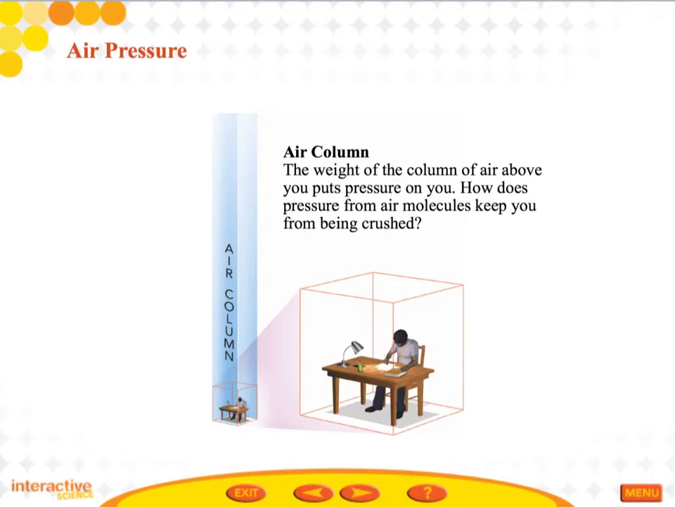Well, the air is actually pushing in all sorts of different directions. So though you have air pushing down, there's also air molecules that are pushing up and out and to the side. And so they're all balanced as they push towards you. There's air that is pushing up at the bottom of your desk that is pushing up on the air that is pushing down. And so it all balances out so you don't actually feel it.